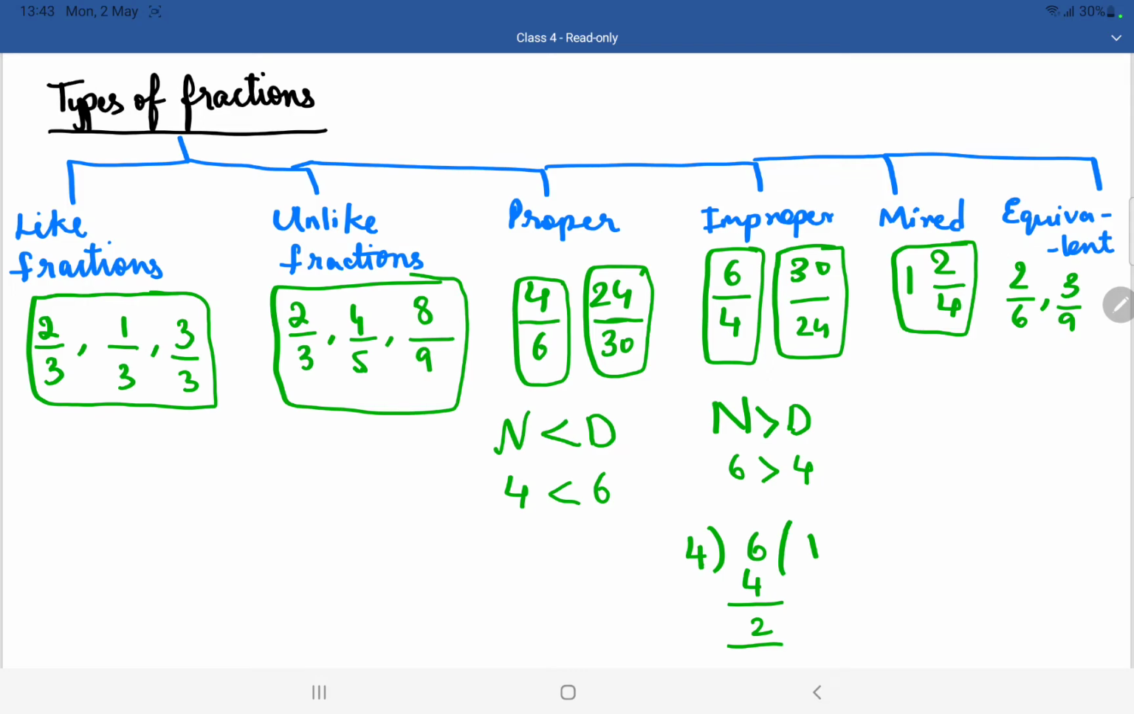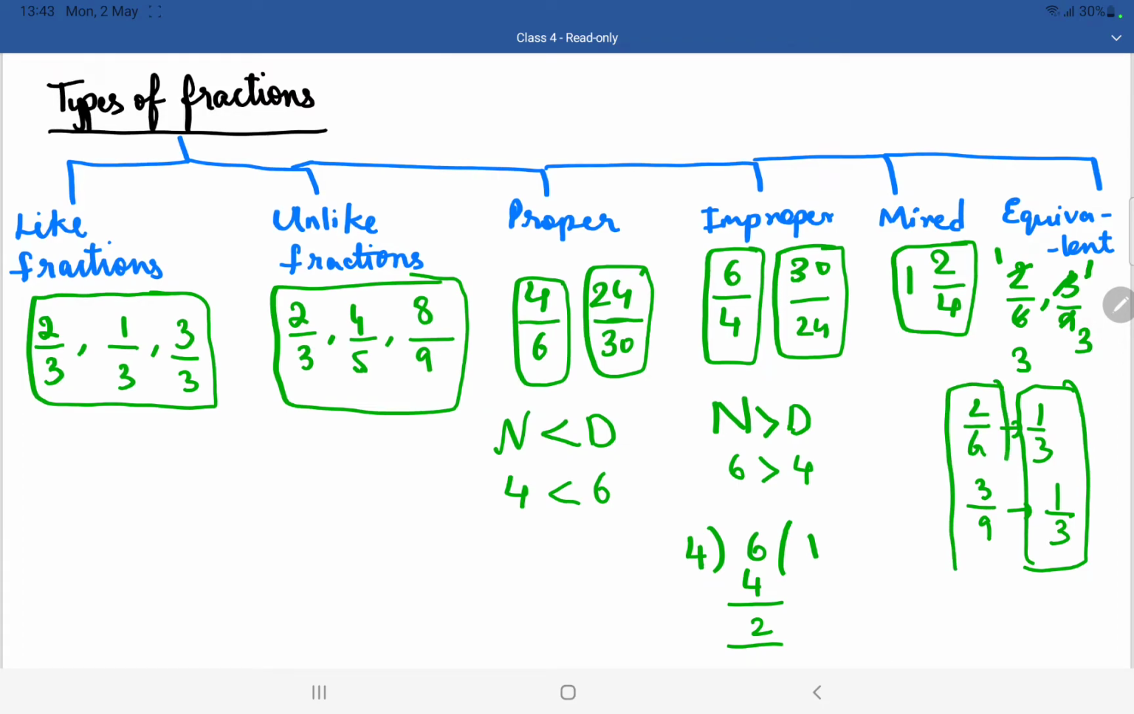So if I cancel them, what I will get? 2 ones are 2, 2 threes are 6. So I can write 2 by 6 as 1 by 3. And when I cancel 3 by 9, 3 ones are 3, 3 threes are 9, and 3 by 9 can be written as 1 by 3. Whenever two fractions, when cancelled, are in the same form, here 1 by 3 and 1 by 3, those two fractions, that is 2 by 6 and 3 by 9, are known as equivalent fractions.